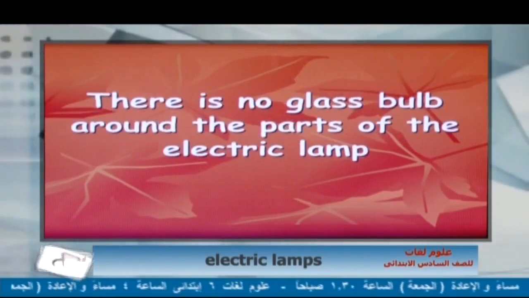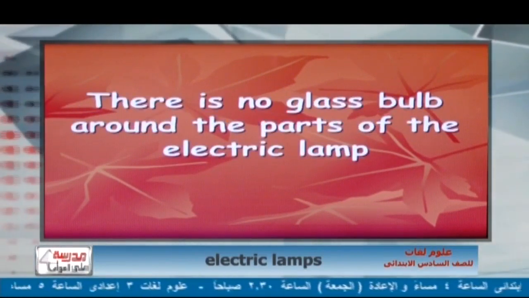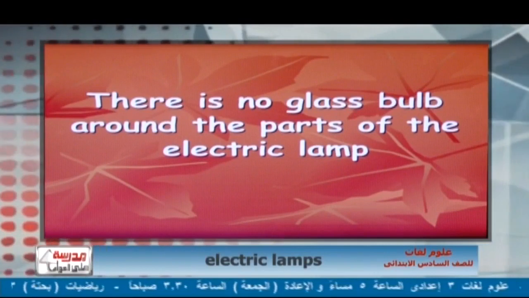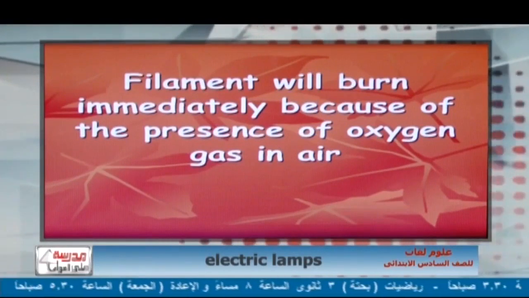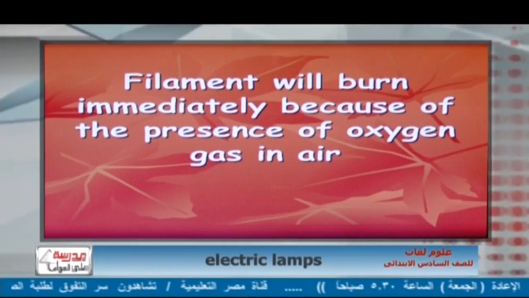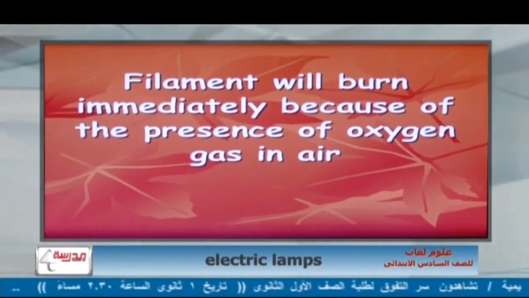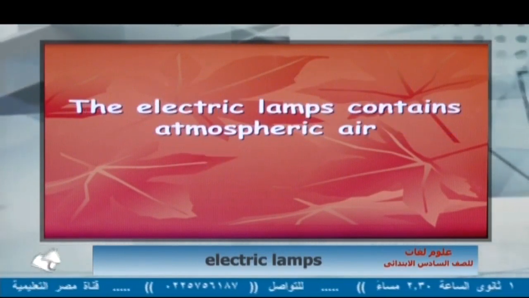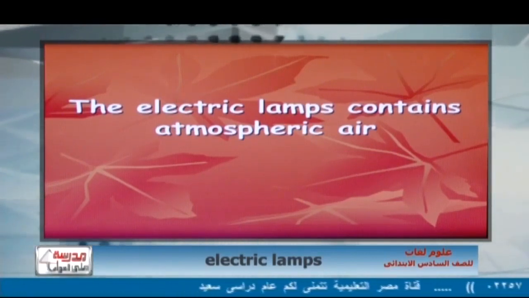Again the question says what happen if there is no glass bulb around the parts of the electric lamp? Surely the answer would be that the filament will burn immediately because of the presence of oxygen gas in the air. يبقى الفيلامنت تتحرق فورا بسبب وجود الاكسجين في الهواء او الاكسجين موجود في الهواء المحيط بالفيلامنت. Another question which is also what happen if the electric lamps contains atmospheric air.